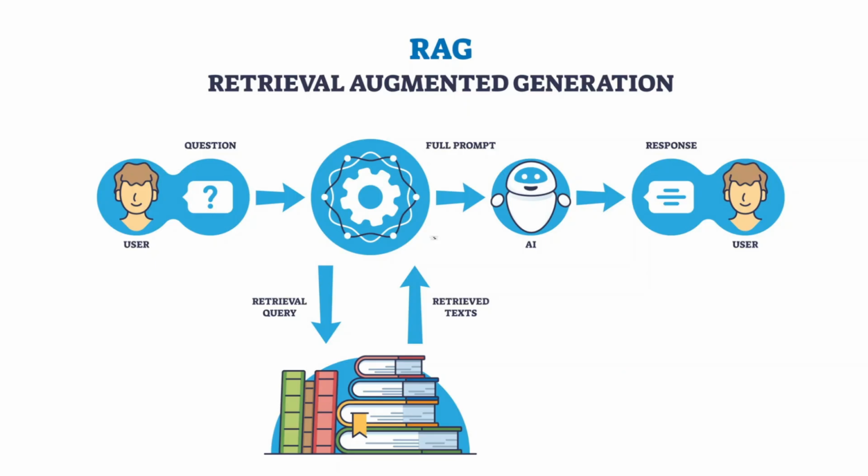Before we begin, what is RAG? RAG is an architectural pattern that improves the capability of large language models by grounding its output in an external, verified, and up to date knowledge base.